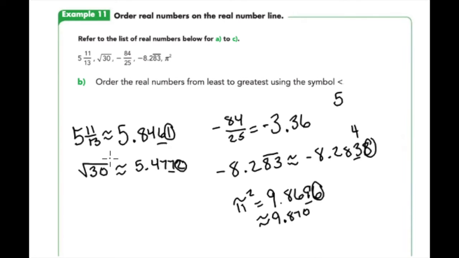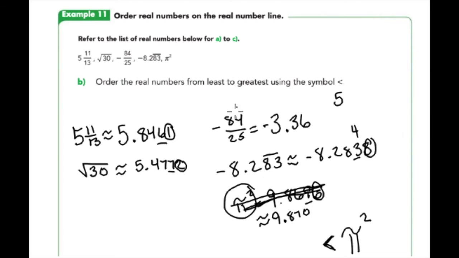Once we have our numbers rounded to the 3rd decimal place, we're going to start to order these from least to greatest. We should see that pi squared, 9.870, is going to be our greatest amount, so I'm going to start with that. At the far right will be pi squared, because that is the biggest amount, and that's greater than everything. Now we want to see what is next. Our pi squared is gone. We're not worried about that anymore.